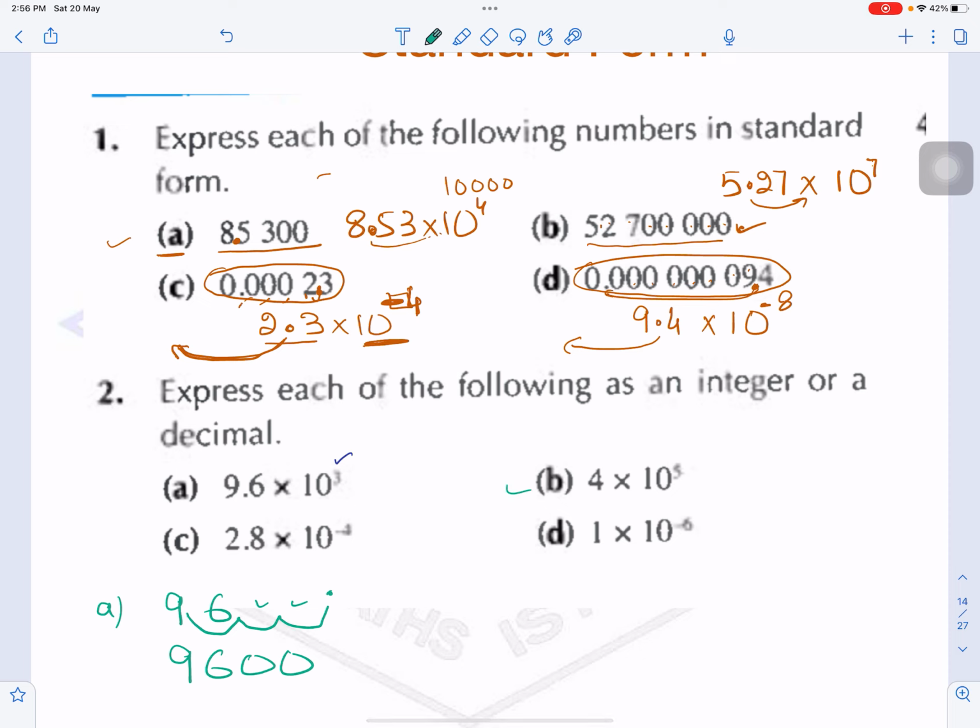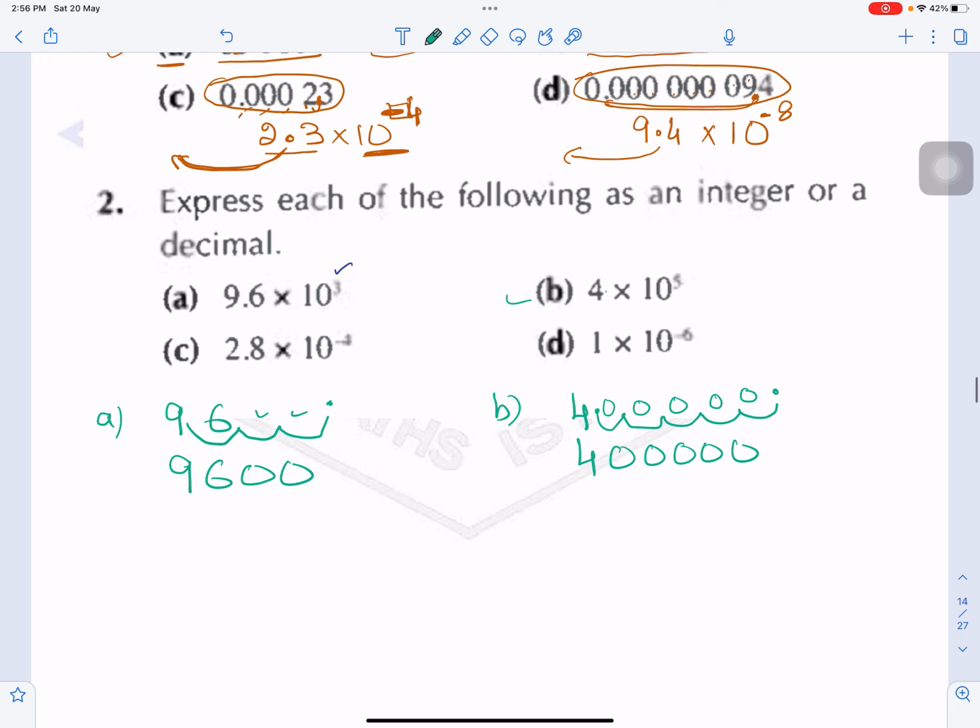Similarly, when in part B it is written only 4, actually the decimal is here. That's why it is not written. When it is not mentioned, it is on the rightmost. Now you are saying 10 power 5. So this decimal which you can't see, which is on the right side, will jump 5 places right because it is plus 5. 1, 2, 3, 4, 5. So the decimal will come here. So these empty places will be filled by 0. So what will it be? 400,000. Right.